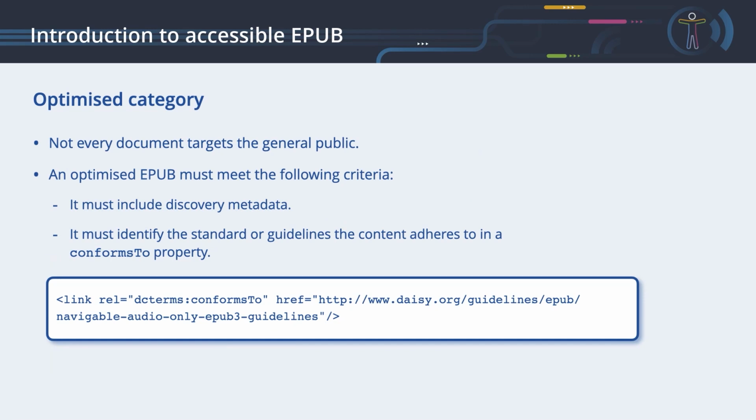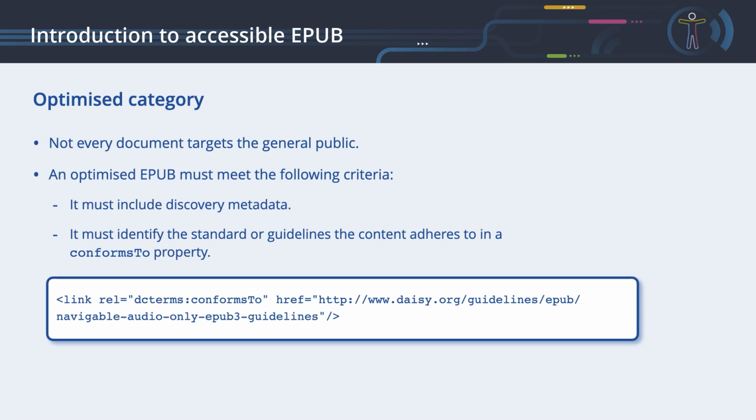Optimized category. Not every document targets the general public. For example, an EPUB with synchronized text and audio might contain a full audio recording of the content, but limit the text content to only the major headings. In this case, the document is consumable by users who can hear the content, but it is not suitable for users with auditory disabilities. In other words, when an EPUB is optimized for specific reading modalities, the failure to achieve a WCAG conformance level does not make it any less accessible to the intended audience.